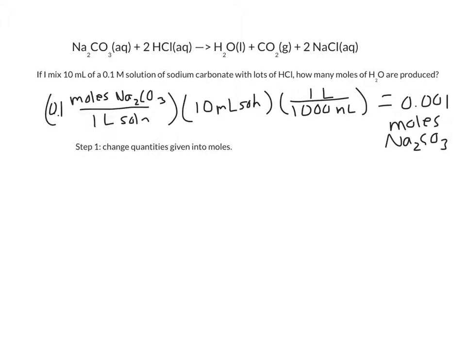Now, once I know that I have 0.001 moles of sodium carbonate, I can use my recipe, which tells me that every one of these gives me 1 water. So if I start with 2 of these, I get 2 of these. If I start with 1 of these, I get 1 of these. If I start with a half a mole of these, I get a half a mole of these.